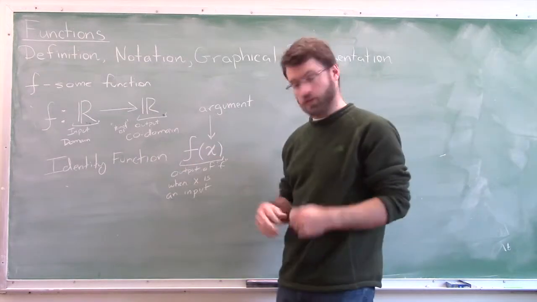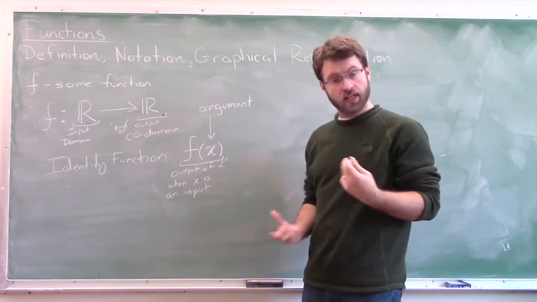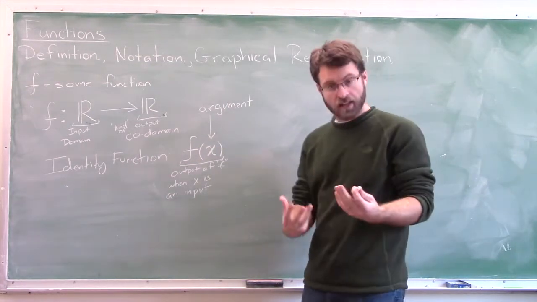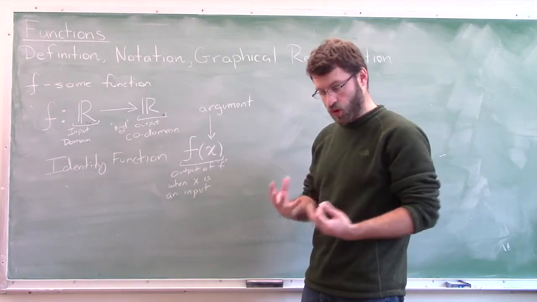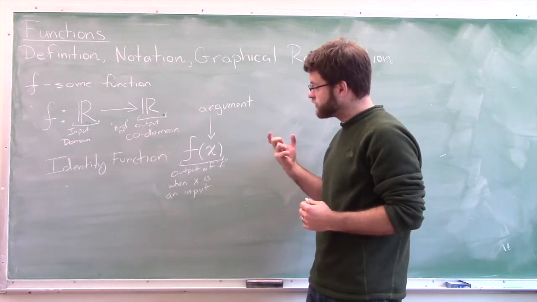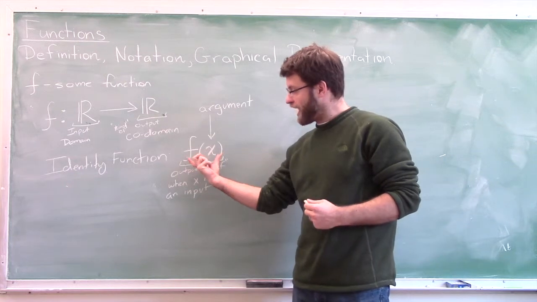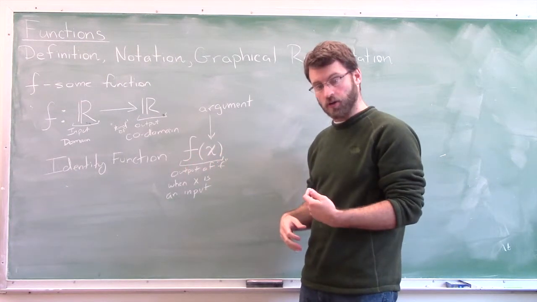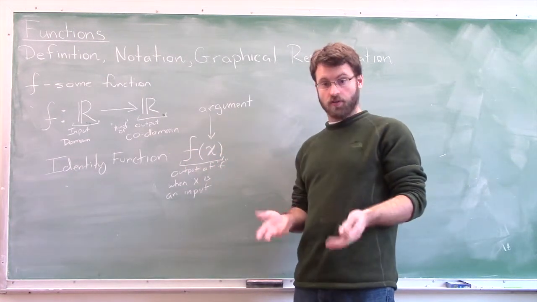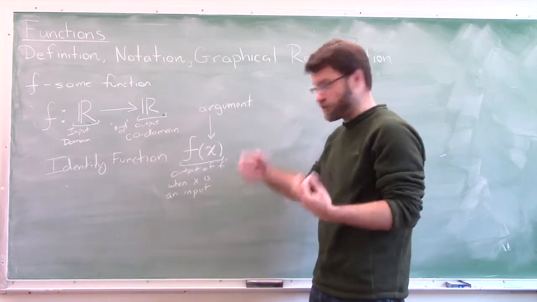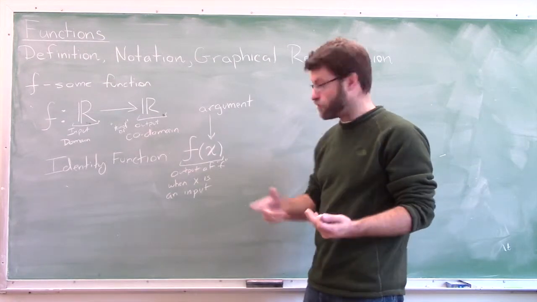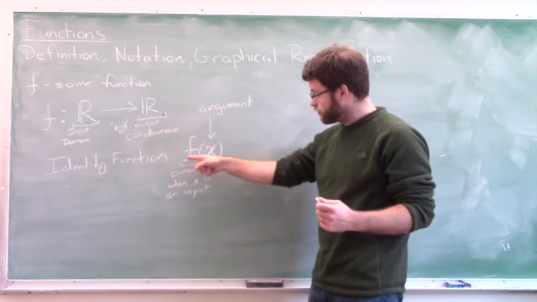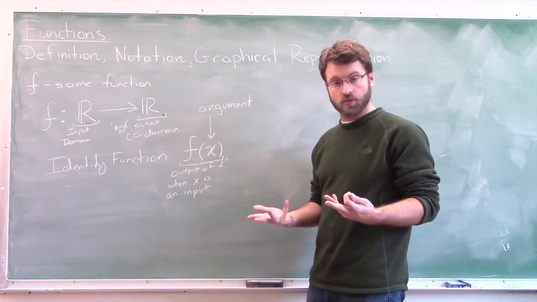Okay? So the identity function, what I need to do to define that for you, or to give you a way to work with that mathematically, is to tell you how to get the output value from the input value. Now the identity function is very, very simple. It's just a function that leaves the input alone. So what we want is we want the output of the function to be equal to the input.